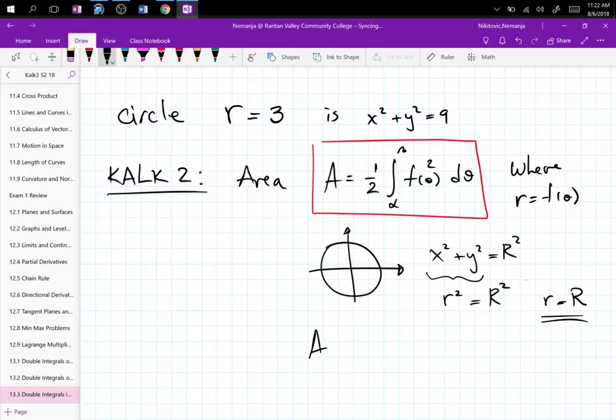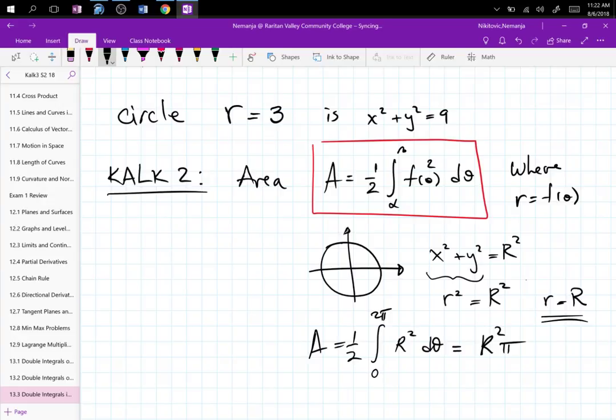So the area would be 1/2 the integral from 0 to 2 pi, because you want the full circle. If you want a quarter of a circle, it will go 0 to pi over 2 or whatever. Since we want the full circle, 0 to 2 pi, and then you have your capital R squared, and then you have d theta. Obviously, what you're going to get is R squared pi, which is the area of the circle.